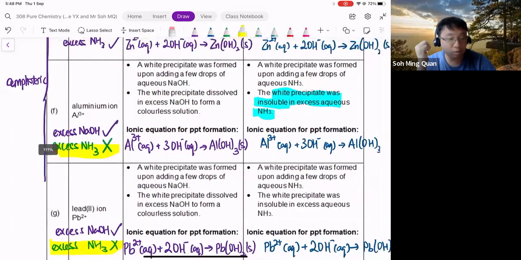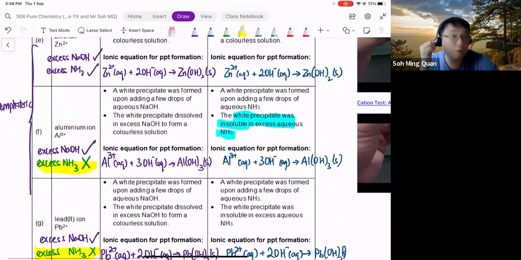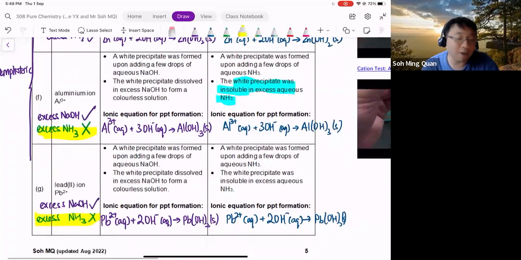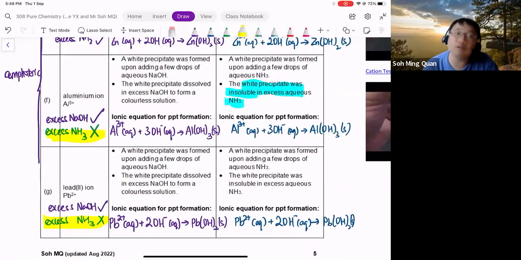So now comparing, if I zoom up slightly, you realize that zinc dissolves in both excess NaOH and ammonia. Aluminium and lead only dissolve in excess NaOH, not ammonia. The reason is that ammonia is a weak alkali, weaker than NaOH. So if I want to differentiate aluminium and lead, I can't use ammonia because both will give me the exact same observations. Both produce a white precipitate that is insoluble in excess ammonia. So you cannot use ammonia to differentiate between aluminium and lead.